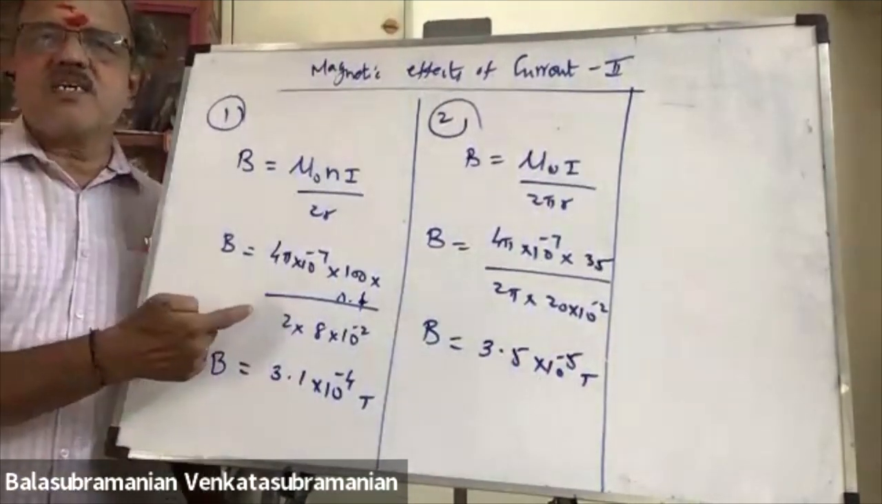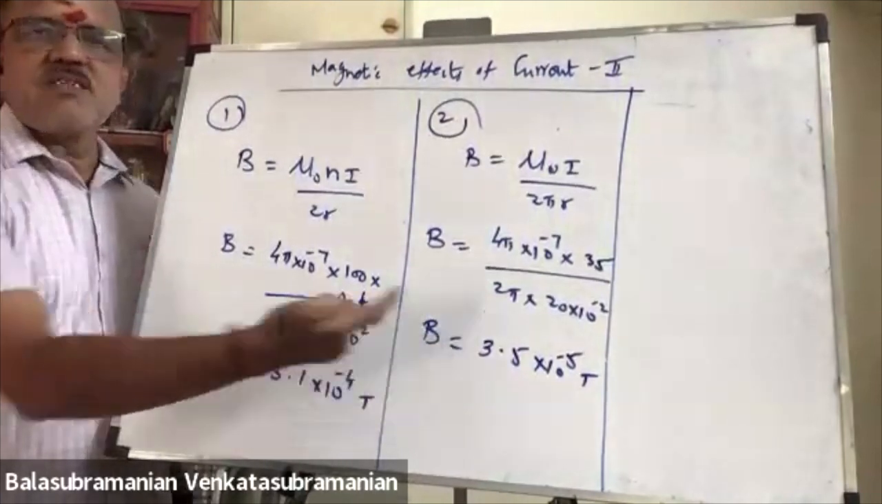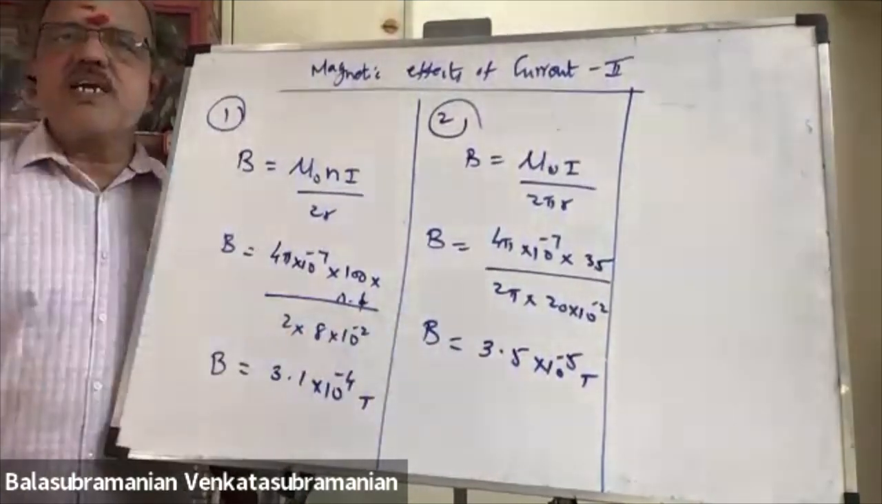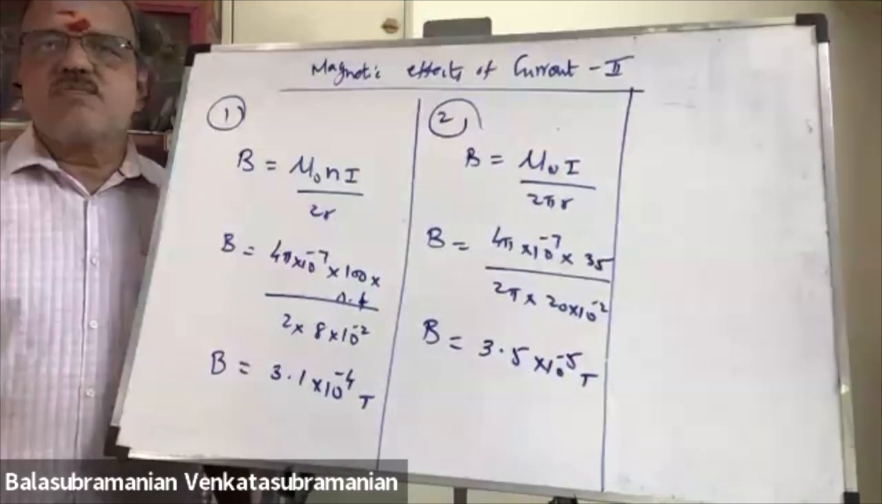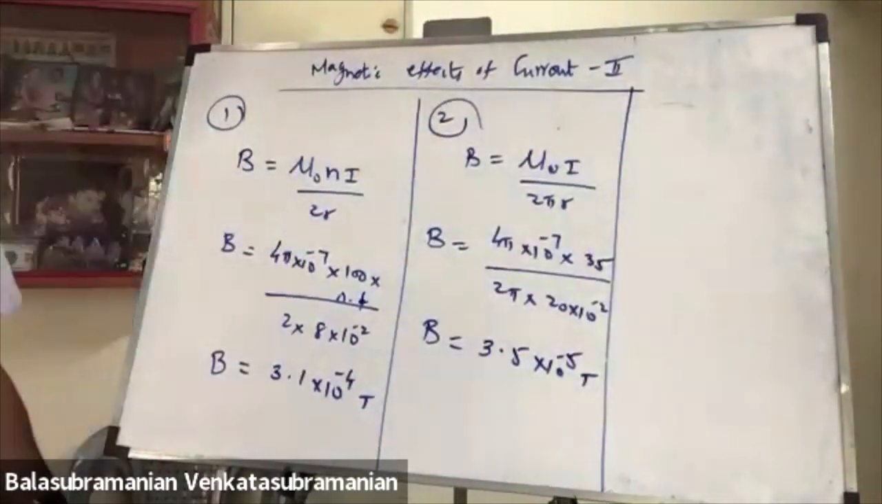This is Biot-Savart law, circular coil carrying current. This is Biot-Savart law application, infinitely long straight conductor carrying current. Okay. Now third one.